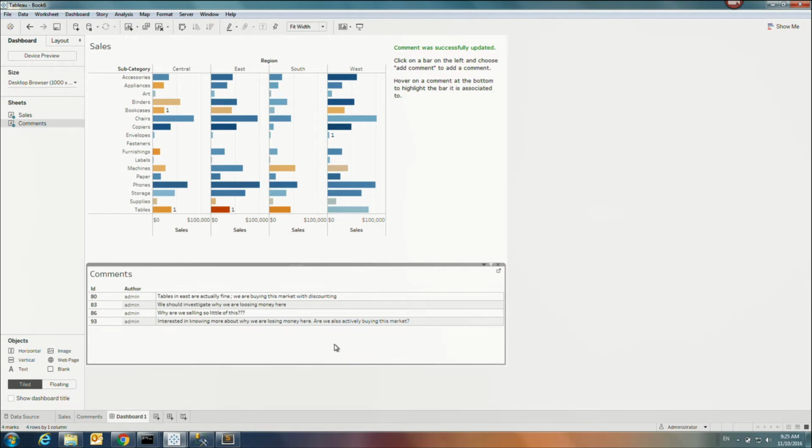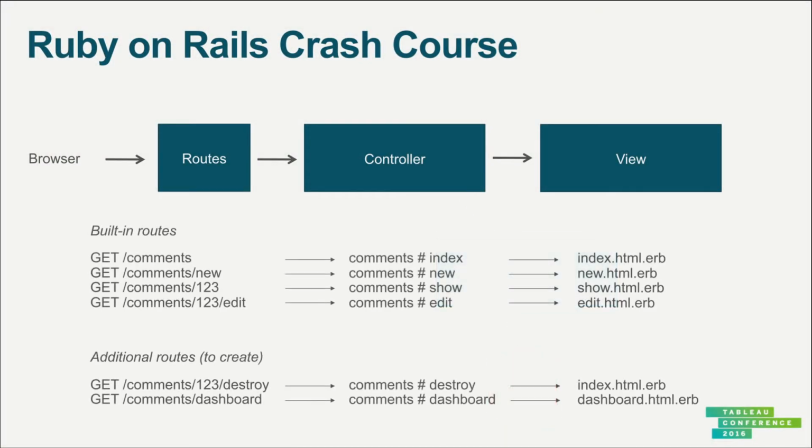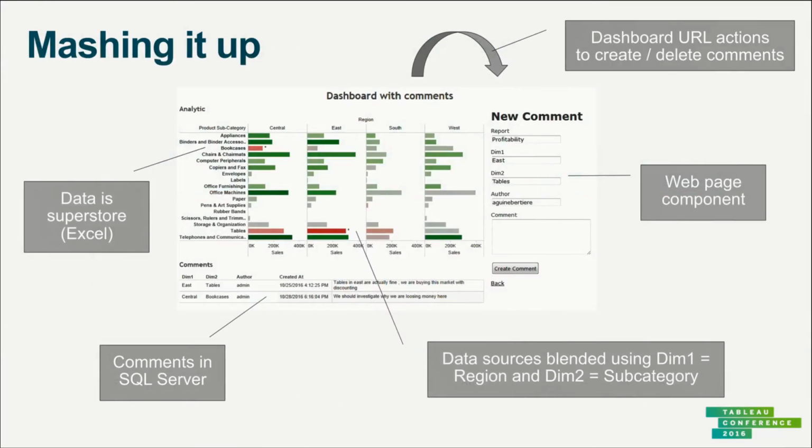Very good. So let me summarize a little bit what we've done so far. We have mashed up Tableau with a web application. And so on the left, we have data coming from Superstore, in our case. We have, at the bottom, the list of comments coming from SQL Server. We have used blending to display the comments right here on the data. And we have created a web page component on the right, which we call by means of dashboard URL actions.